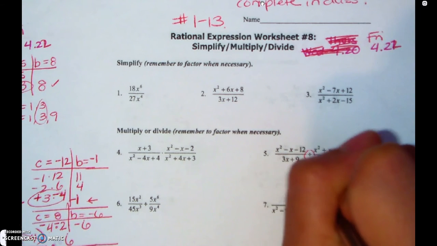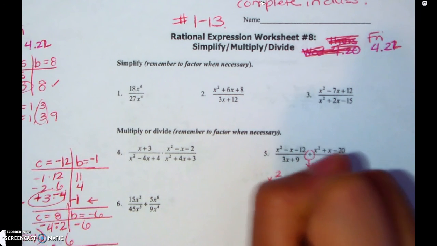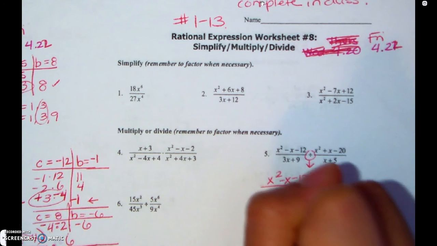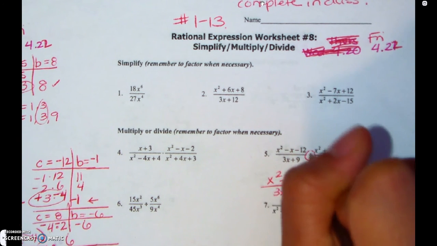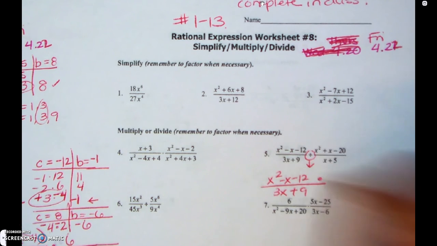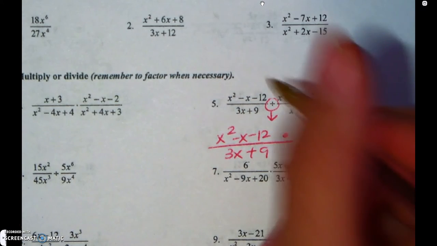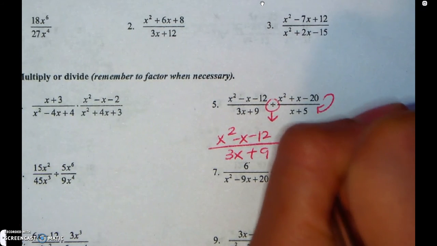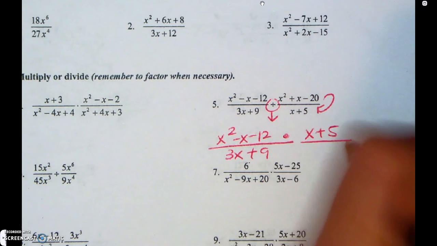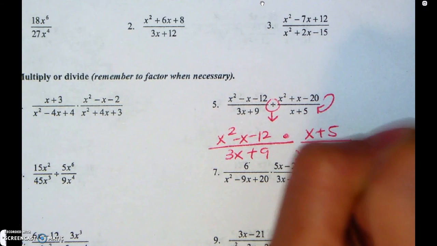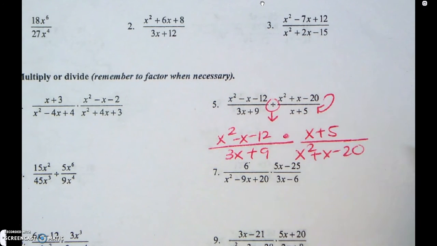Let's do this one. Okay, so I'm going to keep everything the same in the first fraction. I'm going to convert my division into multiplication. And then I'm going to multiply times the reciprocal. So I'm going to flip this over. And then I'm going to multiply straight across.